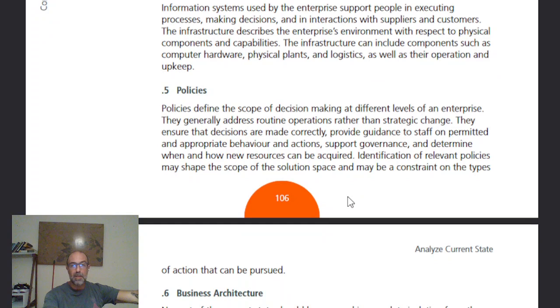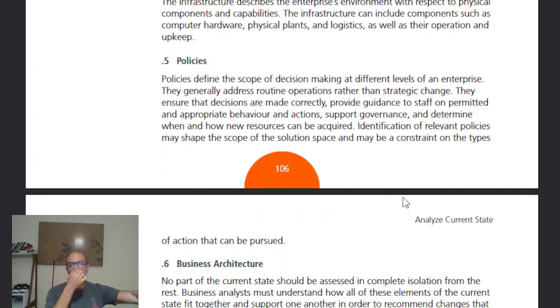They generally address, again, checking policies in order to see how things work. They generally address routine operations rather than strategic change. I think policies ensure that decisions are made correctly, provide guidance to staff on permitted and appropriate behaviors and actions, support governance, and determine when and how resources can be acquired. Identification of relevant policies may shape the scope of the solution space and constrain the types of action that can be pursued.